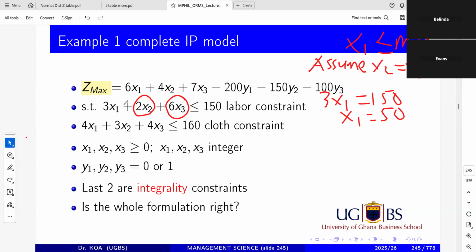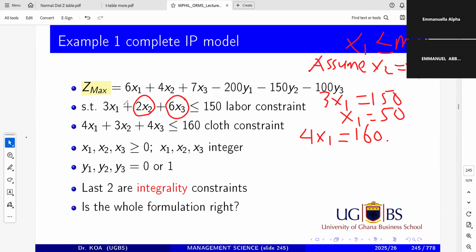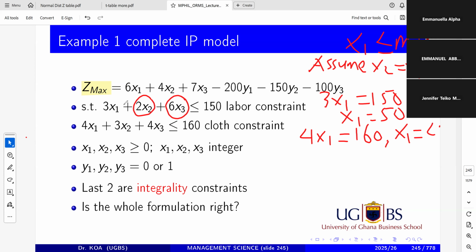That's what I label. Go to the cloth. What is x1 in the cloth constraint? Raise your hand. Manuela? 40. X1 is 40. So we got the two numbers.